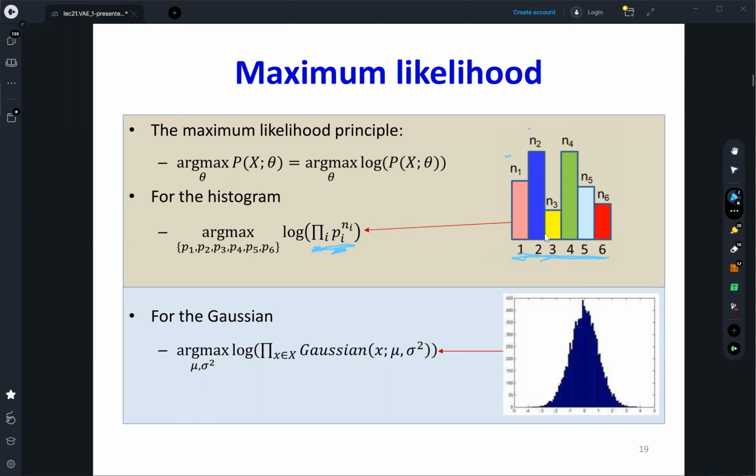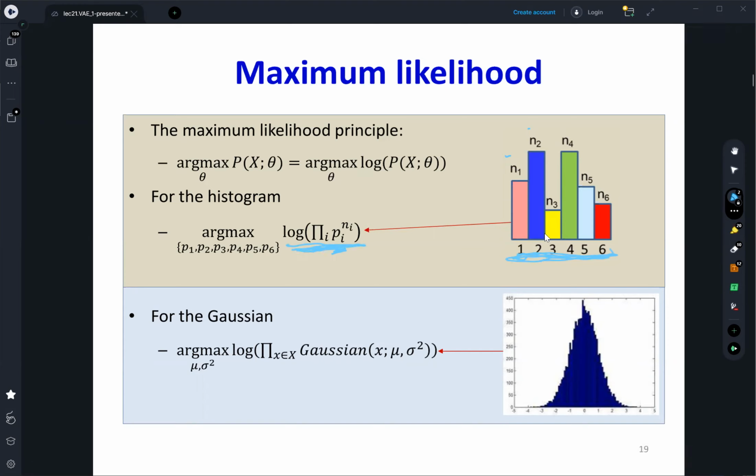Now, we're going to take a log first, simply because a log converts multiplications to additions. So this log of this probability is the logarithm of the probability of the set of outcomes that generated this histogram. And you would be choosing the probabilities for the 6 outcomes that maximize this log probability.